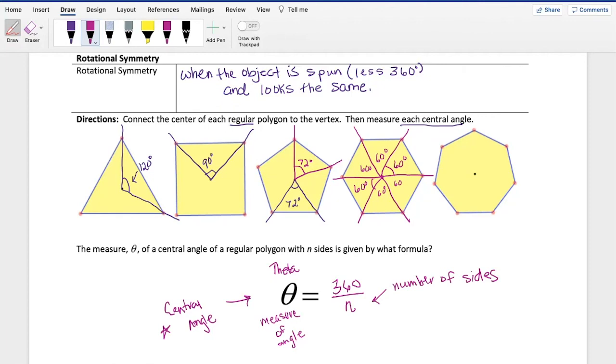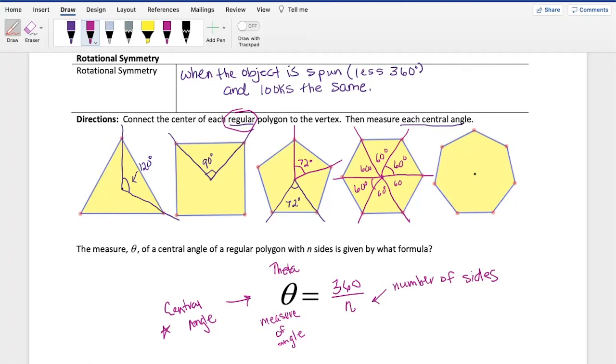So up here, if I didn't want to draw that out and get my protractor out to measure it, I could have done 360 divided by 3. And that would have given me one central angle for that triangle. Again, this only works with regular polygons. For the central angle of a square, 360 divided by 4, that would give us 90. Here, 360 divided by 5, 360 divided by 6.